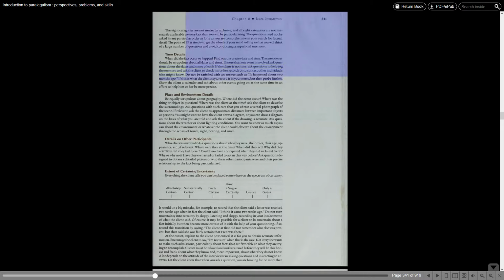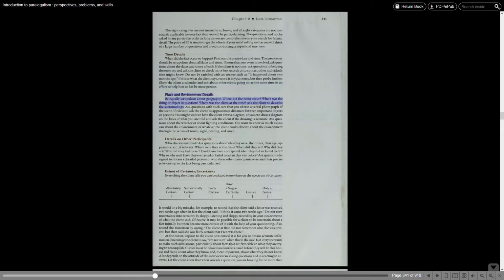Do not be satisfied with an answer such as "it happened about 2 months ago." If this is what the client says, record it in your notes, but then probe further. Show the client a calendar and ask about other events going on at the same time, in an effort to help him or her be more precise.